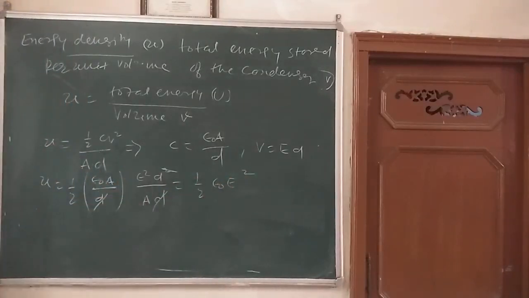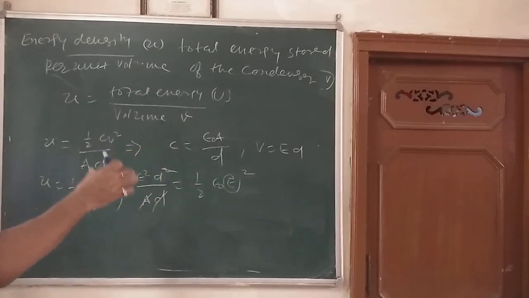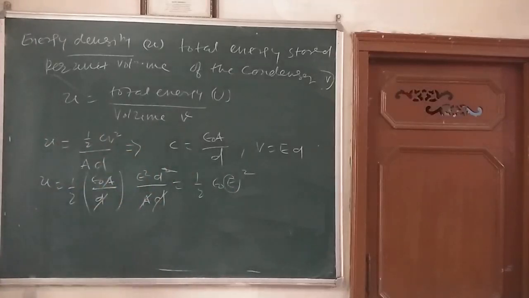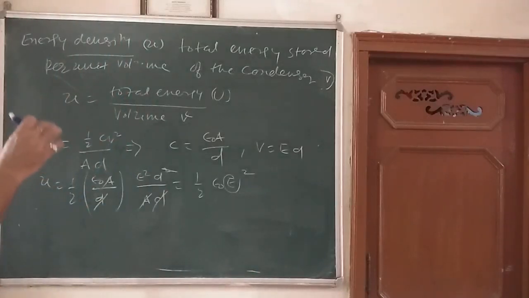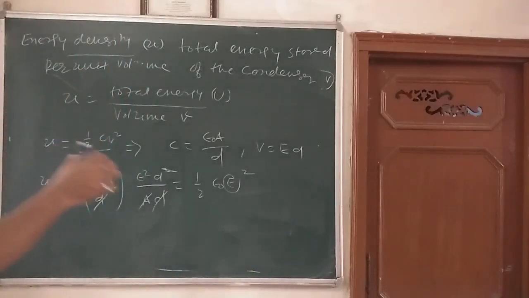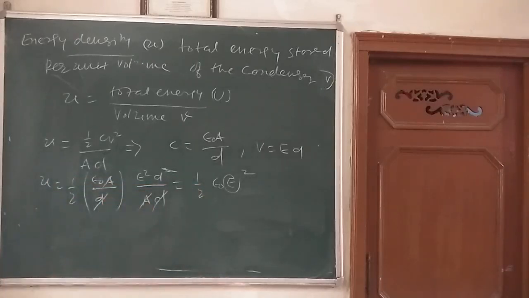1D से ये 1D कट गया. A से A कट गया. तो 1 by 2 epsilon naught E square. This is the formula for energy density. E जो है बच्चों यहाँ पर, it is the strength of electric field in the space between the plates of a condenser. Okay, so this is energy density of a parallel plate capacitor. We can say here or condenser.